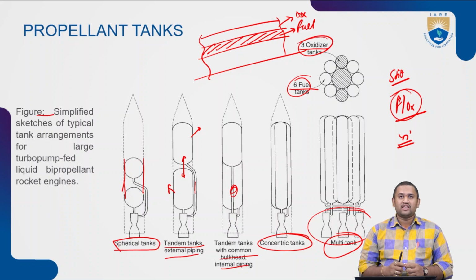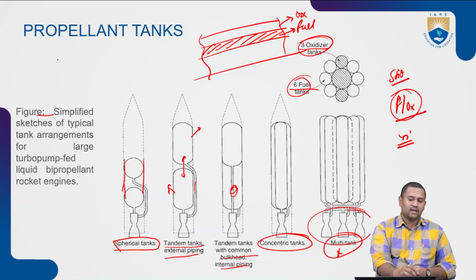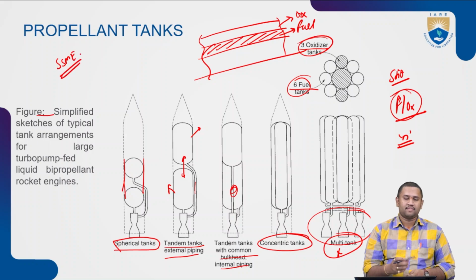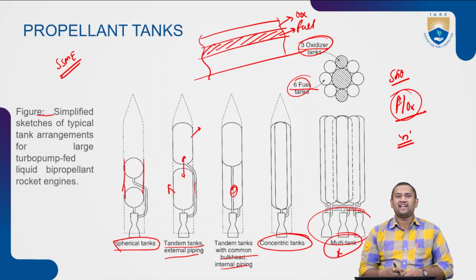Now, what is the advantage of the multi-tank? One advantage is that as soon as one of the tanks is used up, similar to the space shuttle mission with SSME engines, where we have an orange colored external tank. As soon as the propellant in the whole tank is used up, it is jettisoned during the flight path, which enhances the overall performance of the space shuttle.